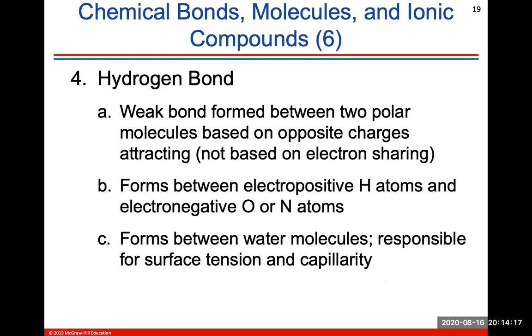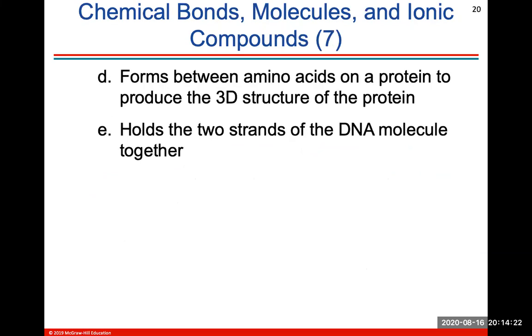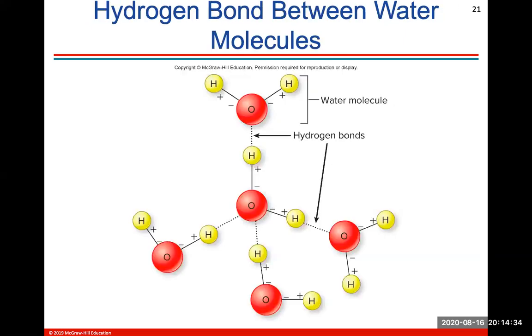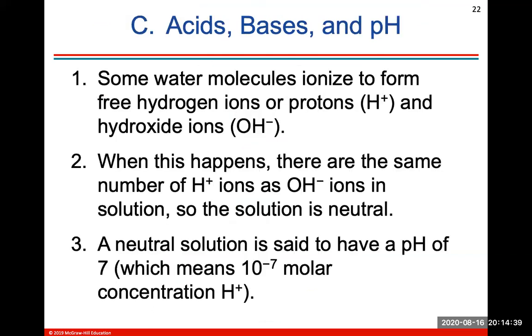Hydrogen bonds are weaker bonds formed between two polar molecules. They form between amino acids on a protein. And if you remember anything about hydrogen bonds, it's that they will hold the two strands of a DNA molecule together. They're between the base pairs. So this is a look at hydrogen bonds between water molecules.